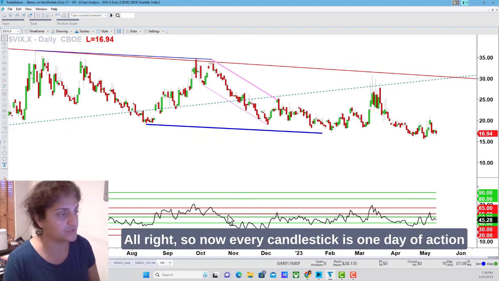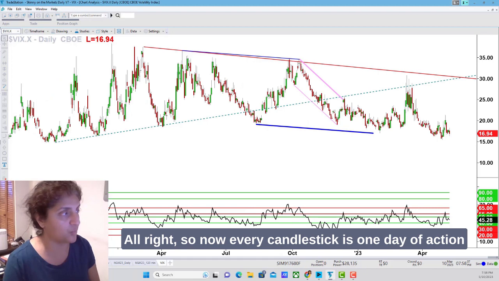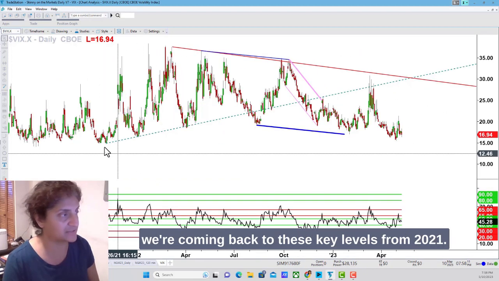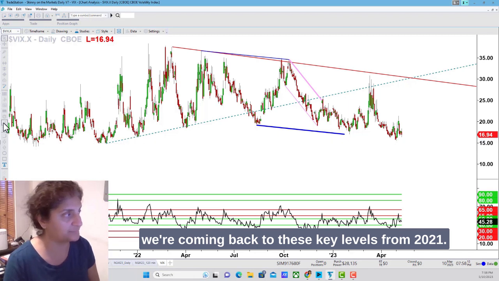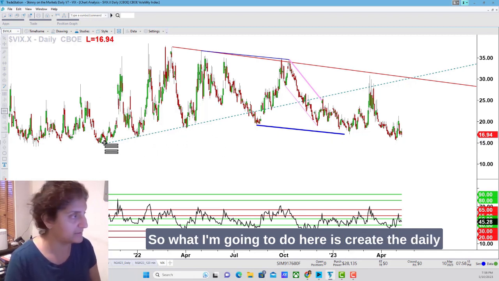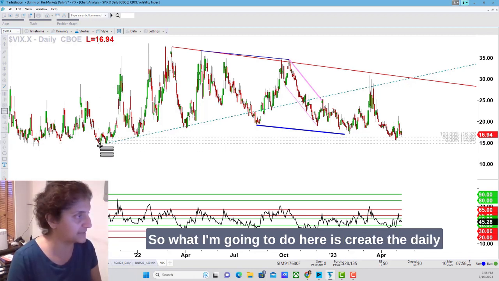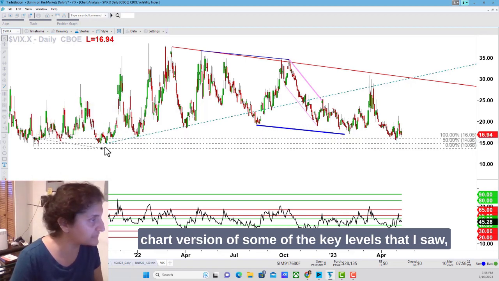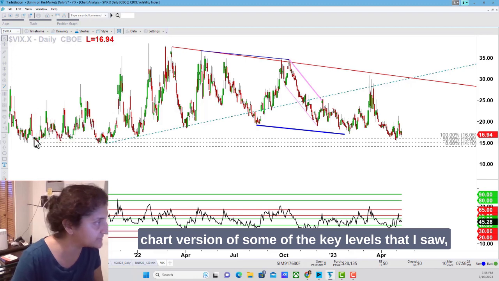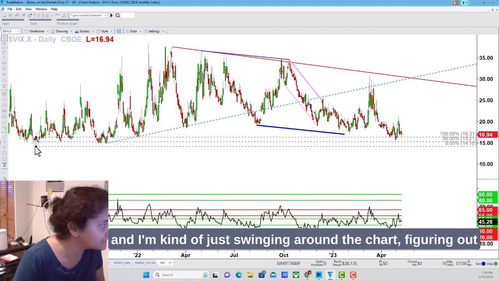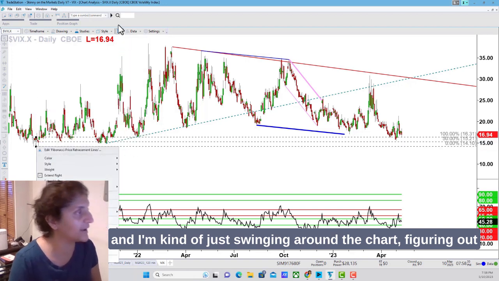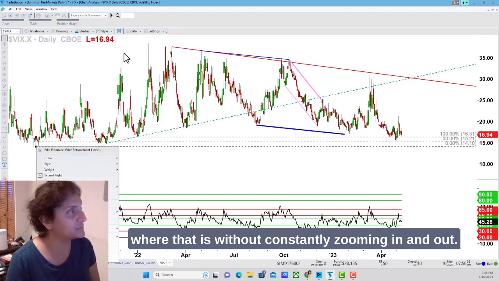All right. So now every candlestick is one day of action on the VIX, and I need a little more history because we're coming back to these key levels from 2021. So what I'm going to do here is create the daily chart version of some of the key levels that I saw. And I'm just swinging around the chart, figuring out where that is without constantly zooming in and out.